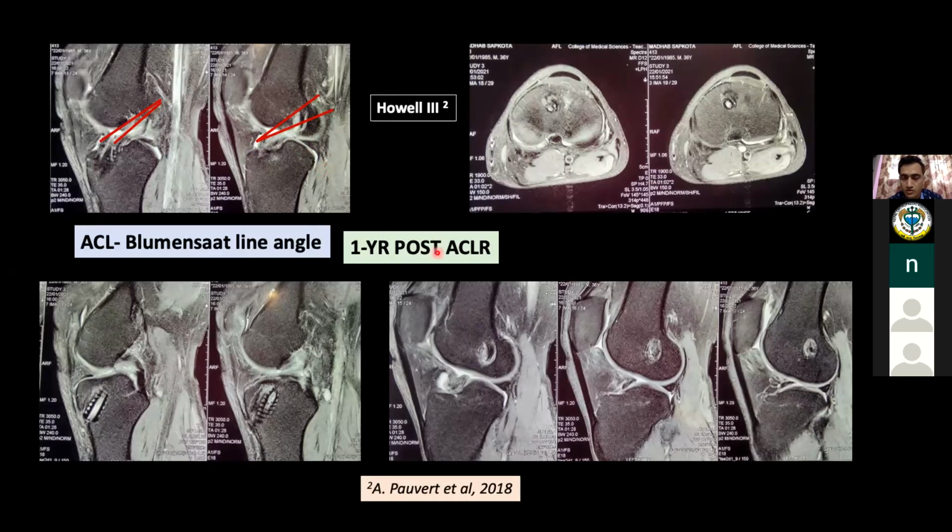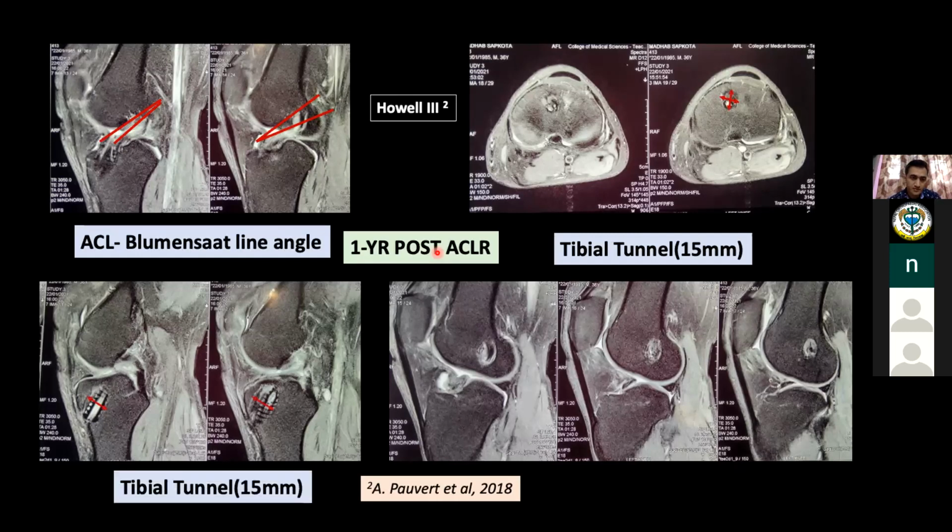But let us focus on our topic, the enlargement of the tunnel. We measured the tibial tunnel. It was 15 millimeters in the axial section as well as the sagittal section. We used the scale in the MRI itself and didn't use software to measure the diameter, so we got whole numbers, not decimals. The femoral tunnel is 12 millimeters in diameter, so the tibial tunnel enlarged to a greater degree than the femoral tunnel.